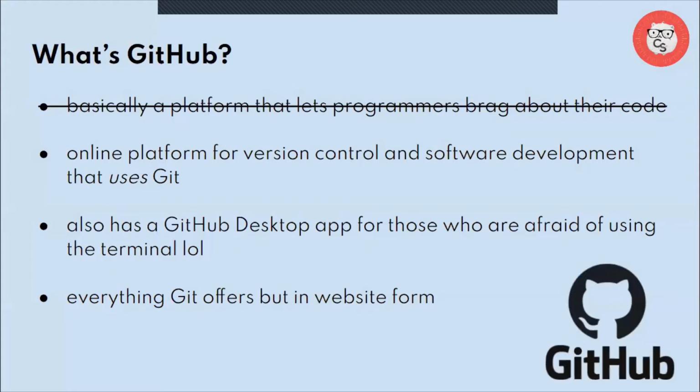So GitHub is basically an online platform for version control and software development that uses Git, like I said. And basically it's like a website where you can look at other people's source code, or you could update your own source code and you could go back and look through it. It's kind of hard to describe in words, but when we go through our activity later, it'll make a lot of sense to you.